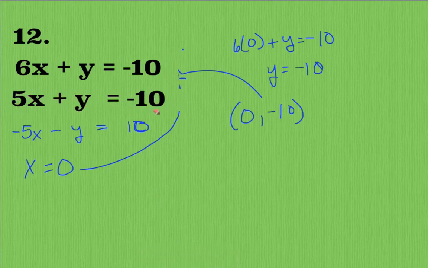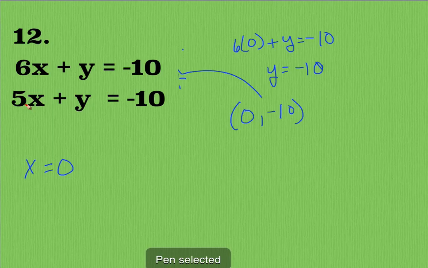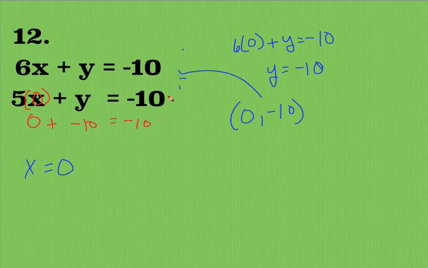Okay, good. We cleaned up some of our mess there. Okay, so this is 0. So 5 times 0 is 0, and y is negative 10. Does negative 10 equal negative 10? Yes, so both of these check out. This coordinate point is the solution for both of these equations. All right, let's move on to the next problem.